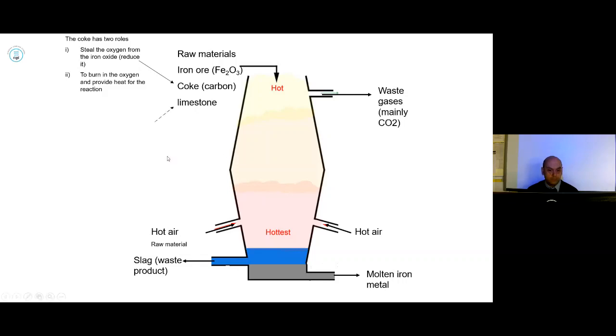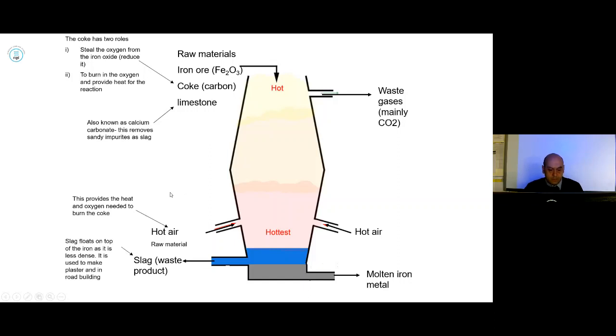Then we have the limestone, and this is to remove your acidic, sandy impurities, and they remove that as something called slag, calcium silicate. And as I say, we'll look at that chemistry as well. Hot air, that's to get the coke to burn. It has to be hot to get the coke to burn. So we'll talk about the slag in a moment. I'll just leave that there for you. You can see it floats on top of the iron because it's less dense.